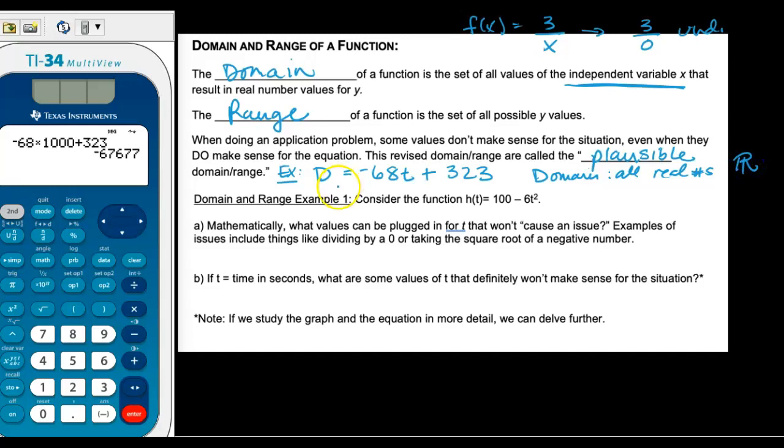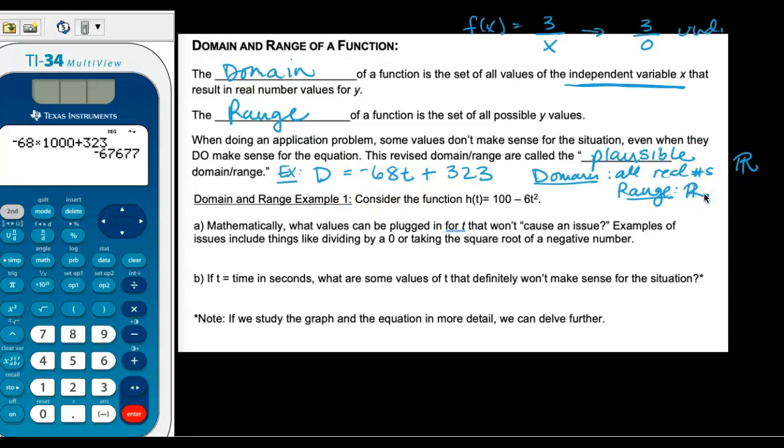And then if we think about the range, that would be the d variable, or the distance. So what types of distances, or results, could we get by plugging in values for t? Well, we could get any result. There really aren't any restrictions there. You could plug in infinitely many numbers for t, and so get infinitely many numbers for d. And so the range is also all real numbers.